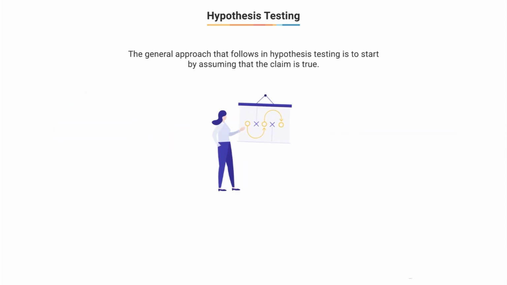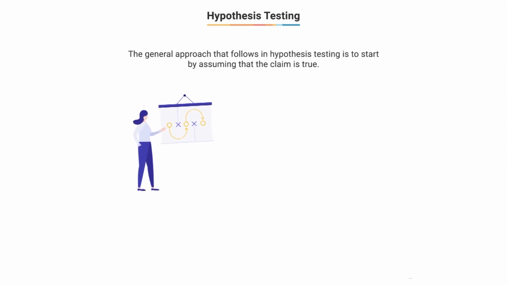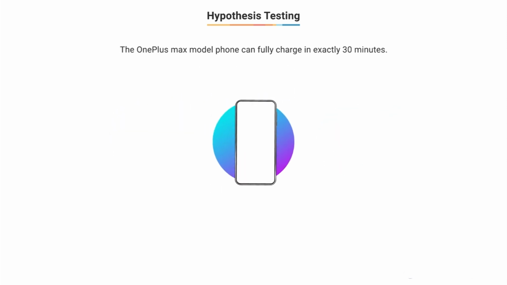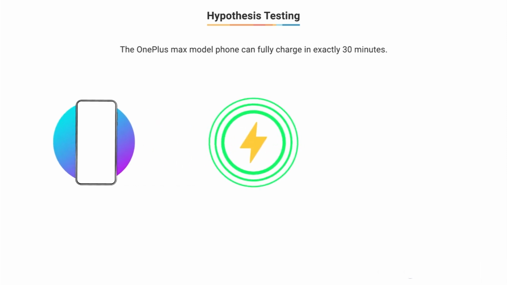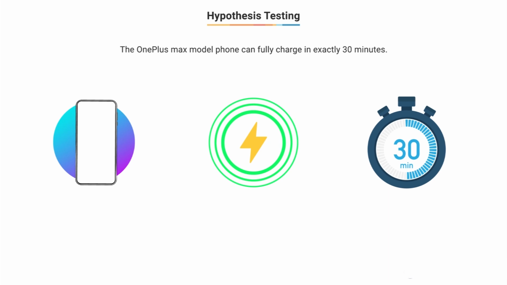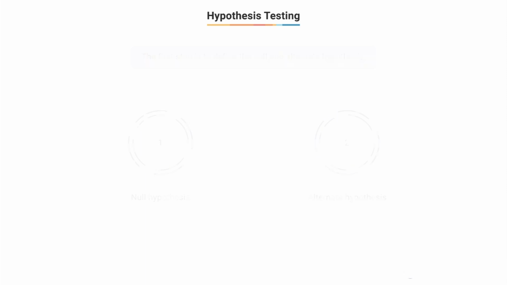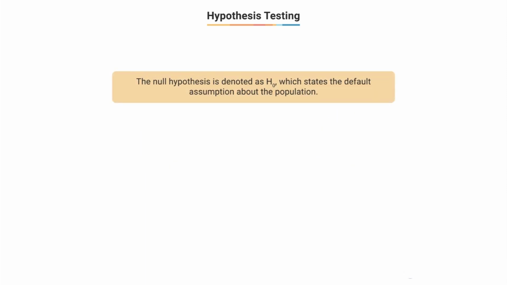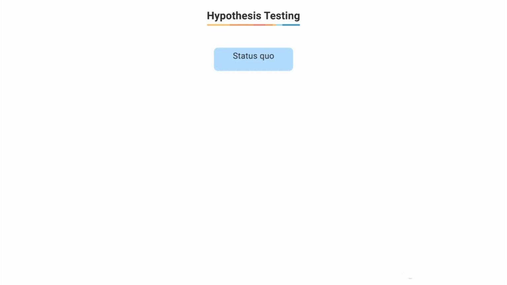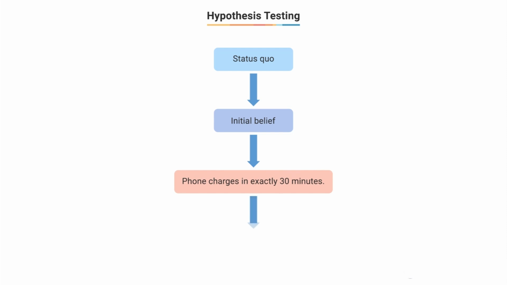The general approach that we follow in hypothesis testing is that we start off by assuming that the claim is true. That is, the OnePlus Max model phones can fully charge in exactly 30 minutes. Now to start the hypothesis test, the first step is that you must define the null and alternate hypothesis. The null hypothesis, which we denote as H0, states the default assumption about the population and is generally the status quo. When I say status quo, we are referring to the initial belief that we had before we began our hypothesis testing. So in this example, the claim that the phone can fully charge in exactly 30 minutes is our null hypothesis.